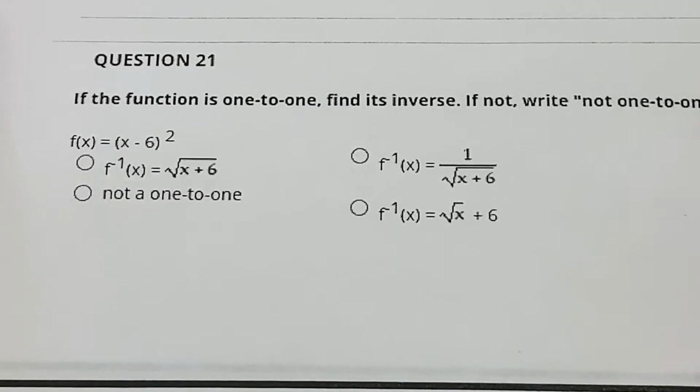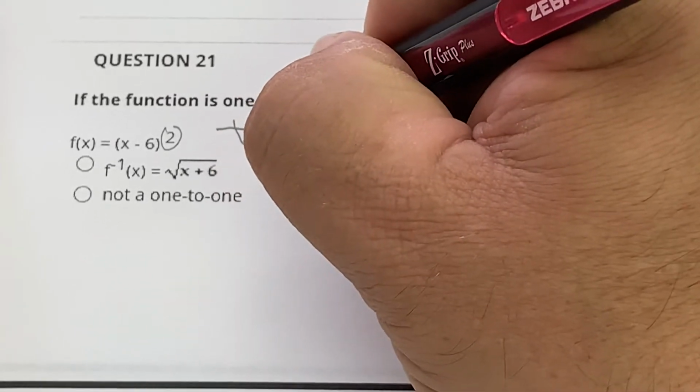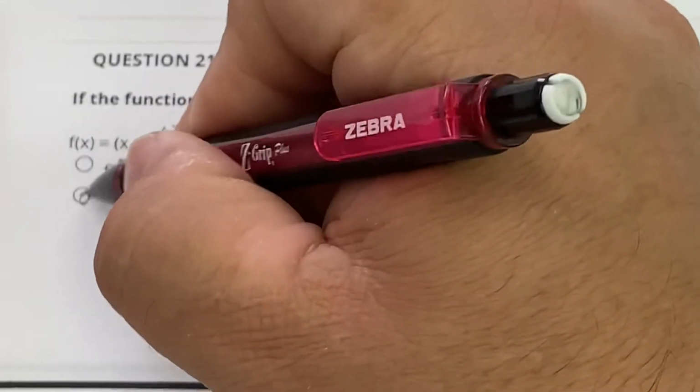Cannot find the inverse of it because it is squared. X squared passes the vertical line test, but does not pass the horizontal line test, so it is not a one-to-one function.